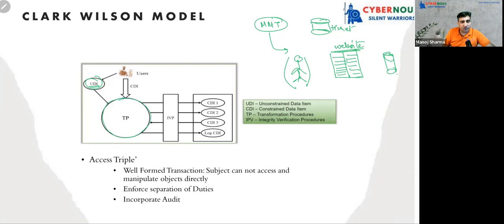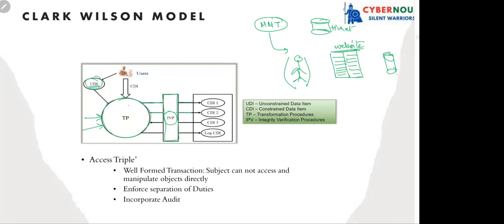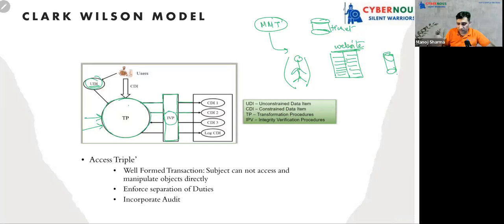And this transformation process will also have one more process which is called the integrity verification process, which means that when you access the Make My Trip website and you want to book a ticket, first you need to log in. First you need to authenticate. That authentication is nothing but IVP, integrity verification process. Once you go to their website, you have to fill up data within the constraints of their requirement. You cannot put your own data, right? So that is the process which is followed in the Clark-Wilson model.